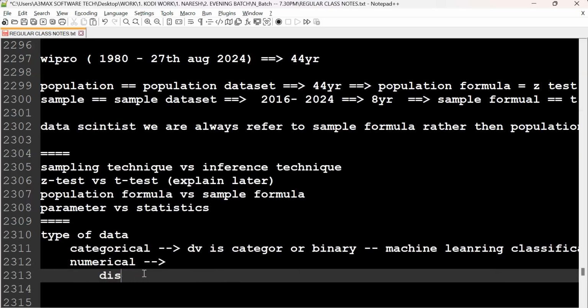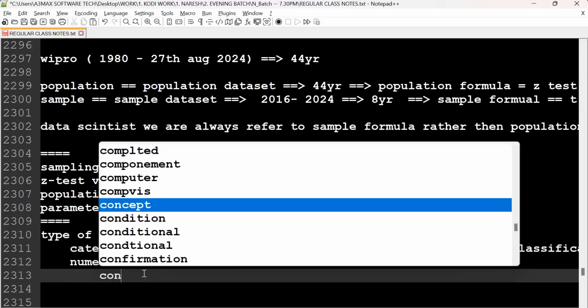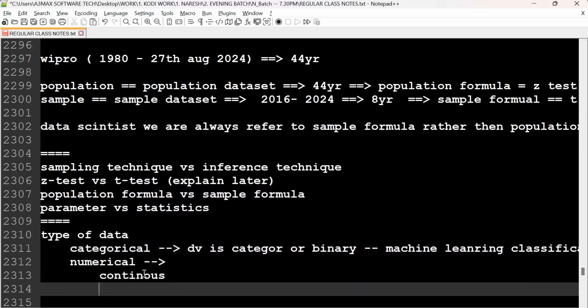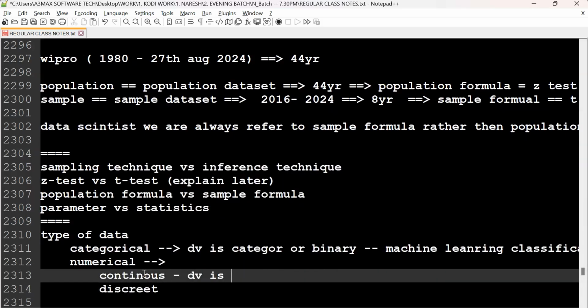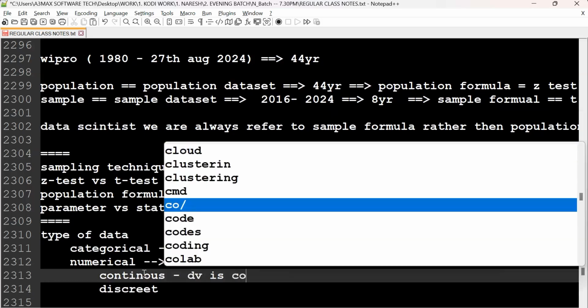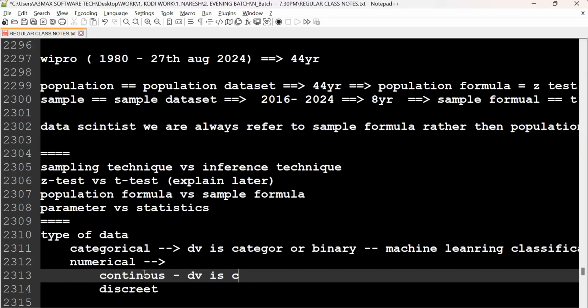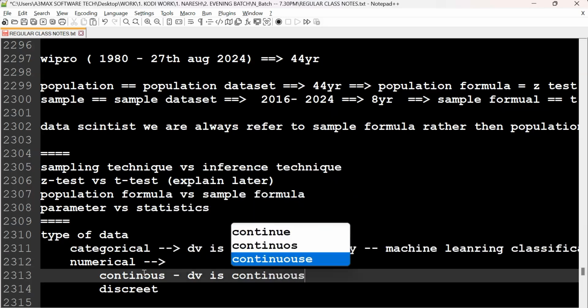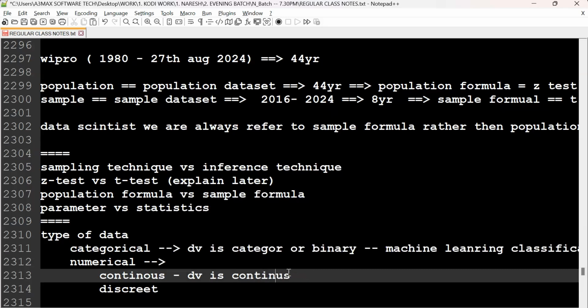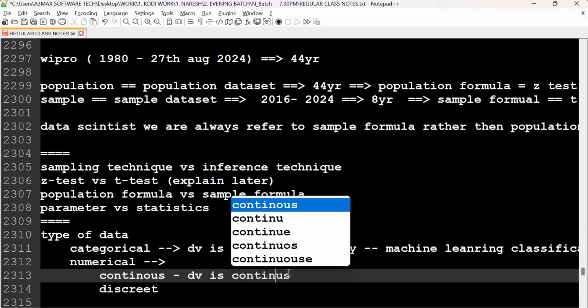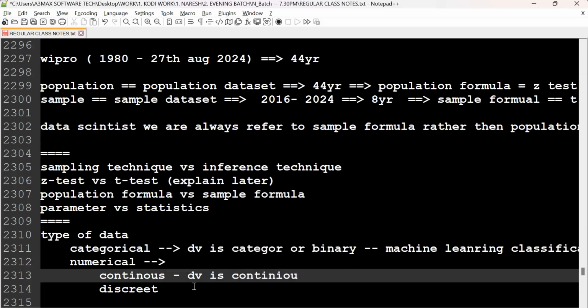Discrete. Okay, let's write down continuous and discrete. What is continuous? Dependent variable is continuous. I don't write an example because I already wrote it down long ago. All right. There are some small spelling mistakes here, just continuous.